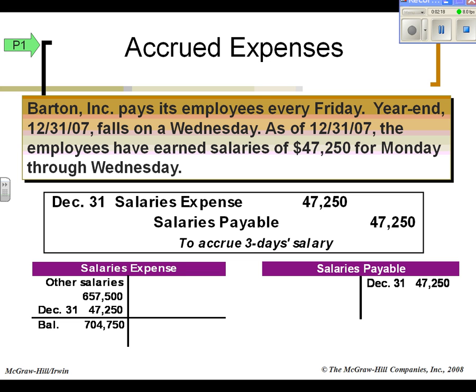There's our T account, salary expense. December 31st, I'm going to add that $47,250. So in total, I've got salary expense for the year of $704,750. I haven't paid my employees yet for that $47,250, but I've incurred the expense, so I need to record it. And then if you look at the salaries payable, that's a balance sheet account. It's a liability, and so there's what I owe my employees.